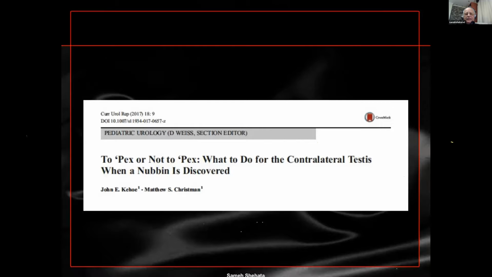And this is an interesting paper, to be or not to be, to pexy or not to pexy: what to do for the contralateral testis when an absent testis is discovered. Well, I have seen by myself and some of my friends have seen cases of torsion in a single testis when the patient did not have pexy. They may be a small number, but in this catastrophic event, a single case is enough. So if you know that I had a case and Sharif Shehata, my friend, has got another case, would you change your practice or not? Sometimes one case is enough to warn you that it is possible, and if it happens, it will be catastrophic.